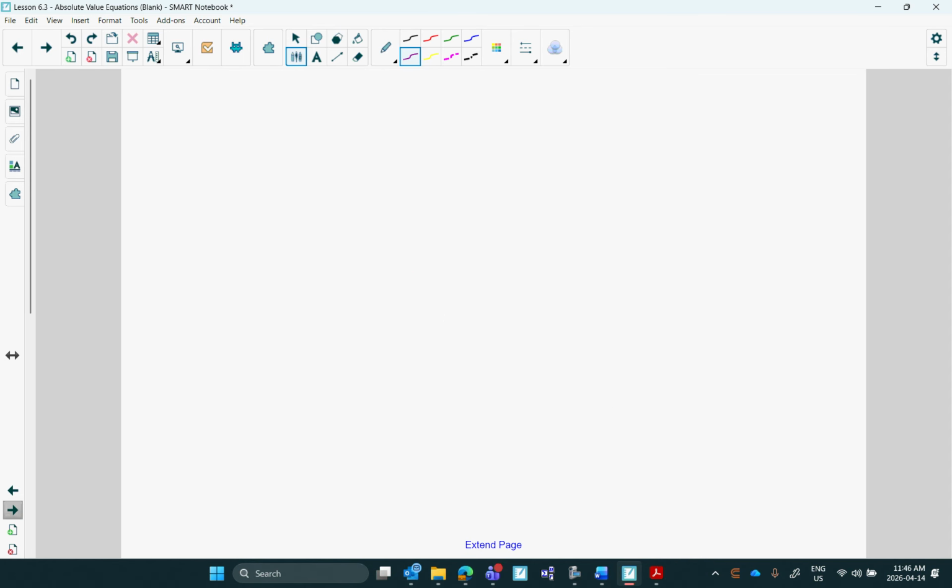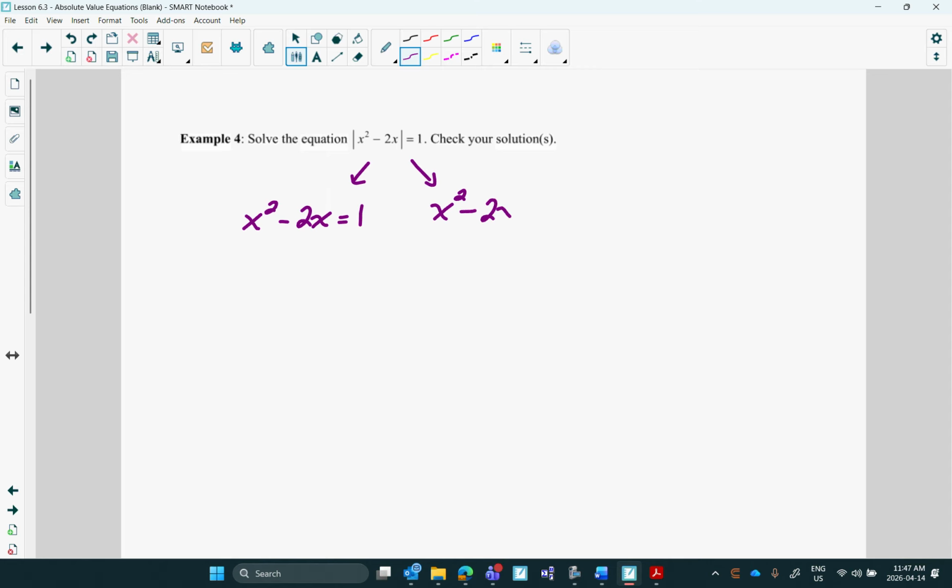The last one. Well, the absolute value expression is by itself, so I can take it out, make it equal to the positive of the right, which is just the same thing. Make it equal to the negative of the right-hand side. And then I got to solve each one.